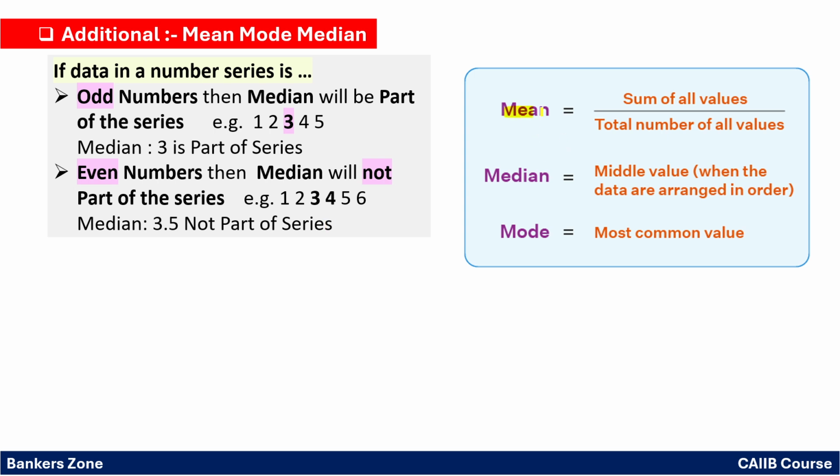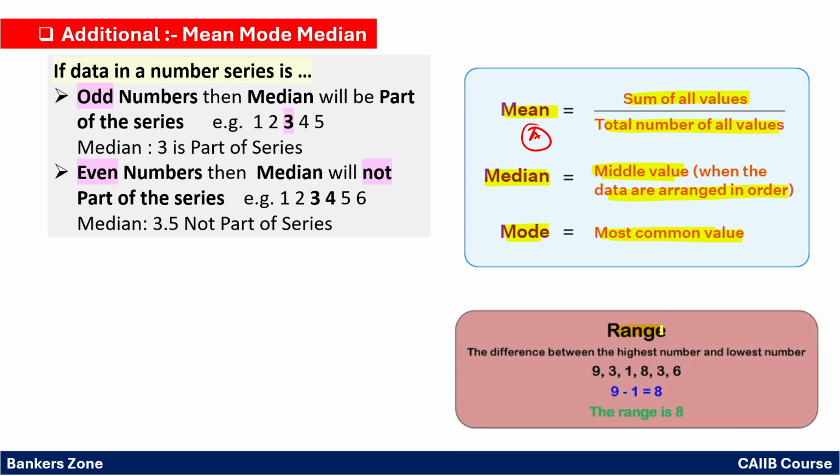Now see, what is the mean? Mean is nothing but the sum of all values upon the total number of values. It is simply like calculating an average. What do you mean by median? It is the middle value of the data points, provided that the data is arranged in proper order, ascending or descending. Mode means simply the most common or most repeated number. Now, what do you mean by range? Range means simply the highest number minus the lowest number, right?